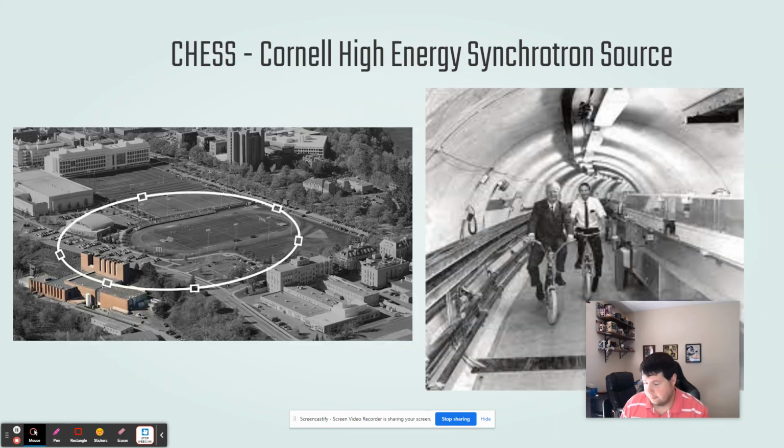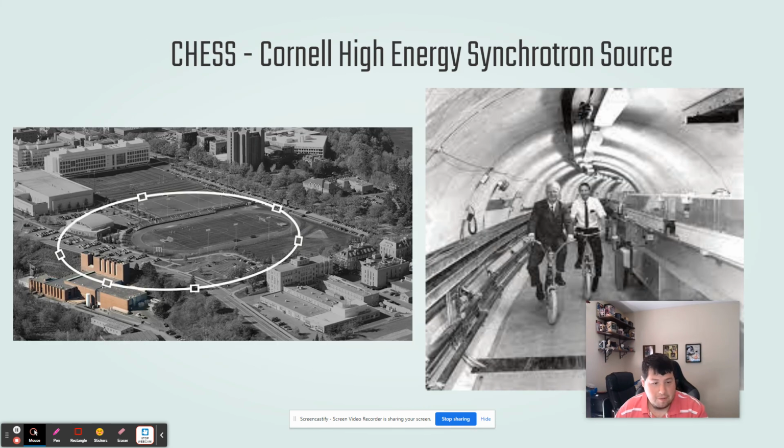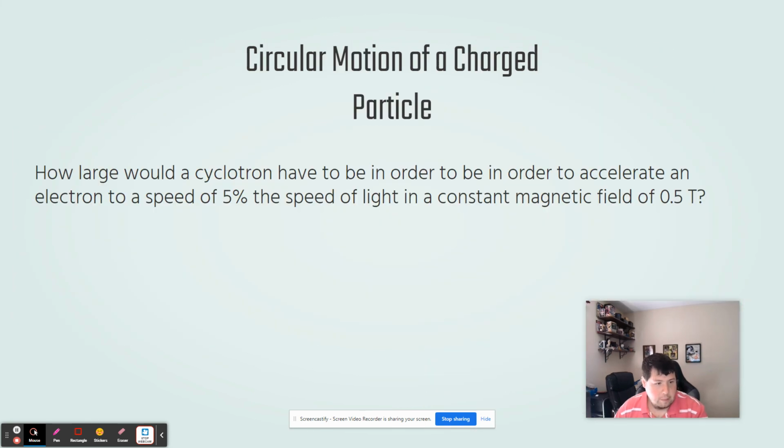R equals mv over qB, where m is the mass of your electron. If you look on your formula sheet, the mass of an electron is 9.11 times 10 to the minus 31st kilograms, so very, very small. Then we want v. It says here my v is going to be the speed of light, but only 5% of it. The speed of light on your formula sheet is 3 times 10 to the 8th meters per second. If you take 5% of that, when I did that on my calculator, I got 1.5 times 10 to the 7th meters per second.